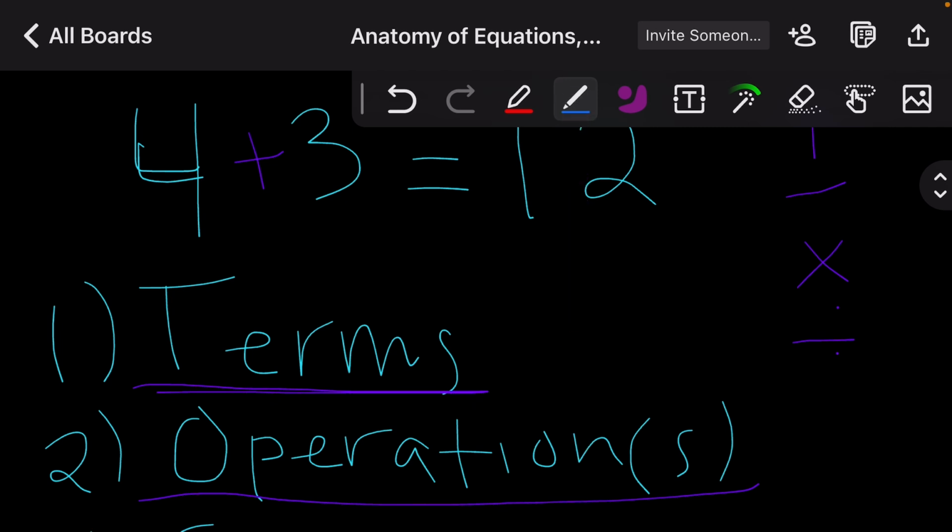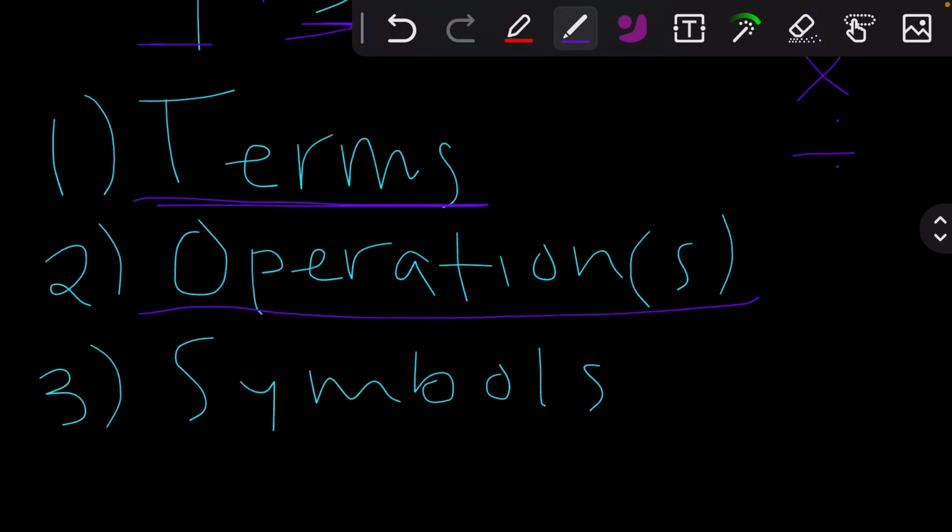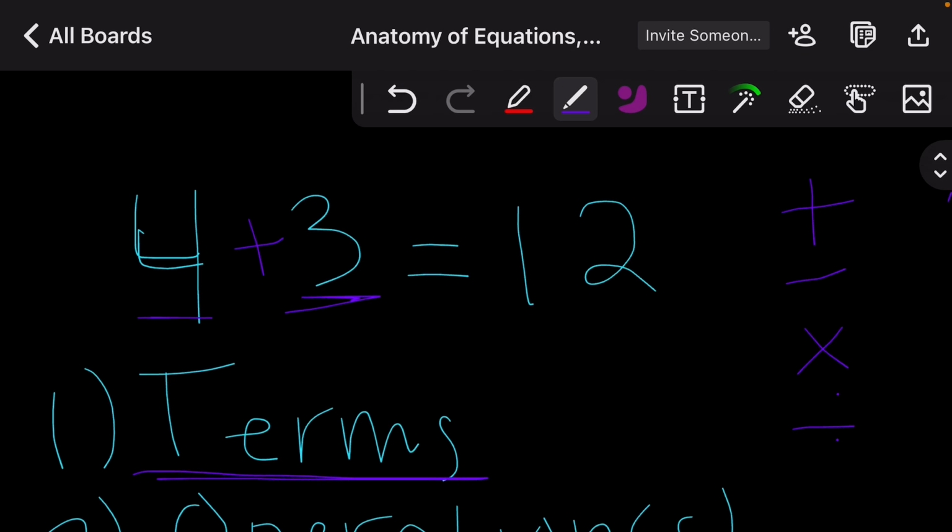And going back to terms, you ask, okay, so what do we add? You add 4 and you add 3. So operations tell you what to do, and terms tell you what to do it with. So you add, and what do I add? Add 4 and 3 together. So that's terms and operations. And the last part, again, every equation has terms, every equation has operations, and every equation has symbols. The symbol in this particular equation is going to be our equal sign.